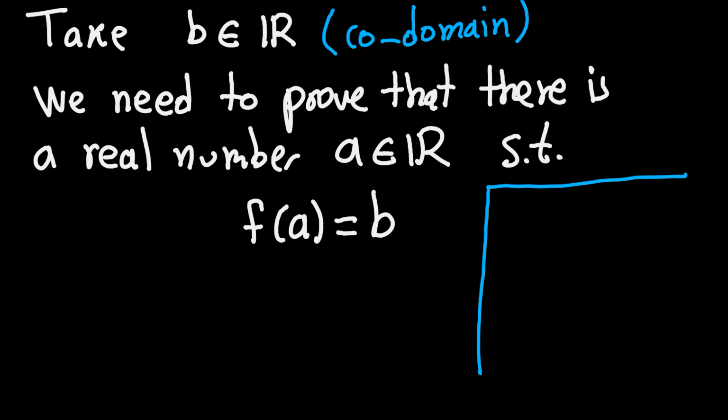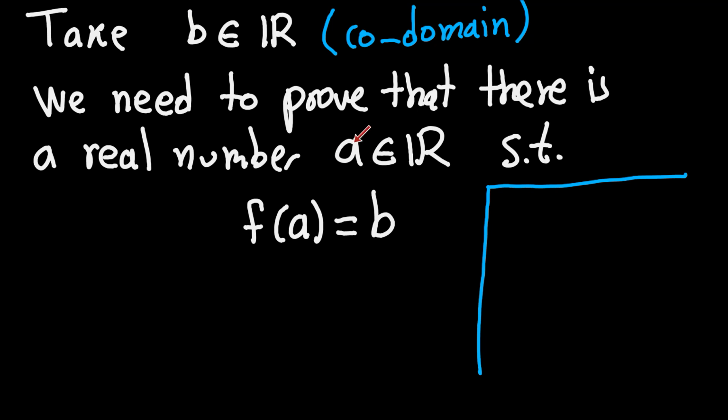Now, I want to produce this a, so that f of a is equal to b. b is given to us. b is a real number. You have to find what a is.